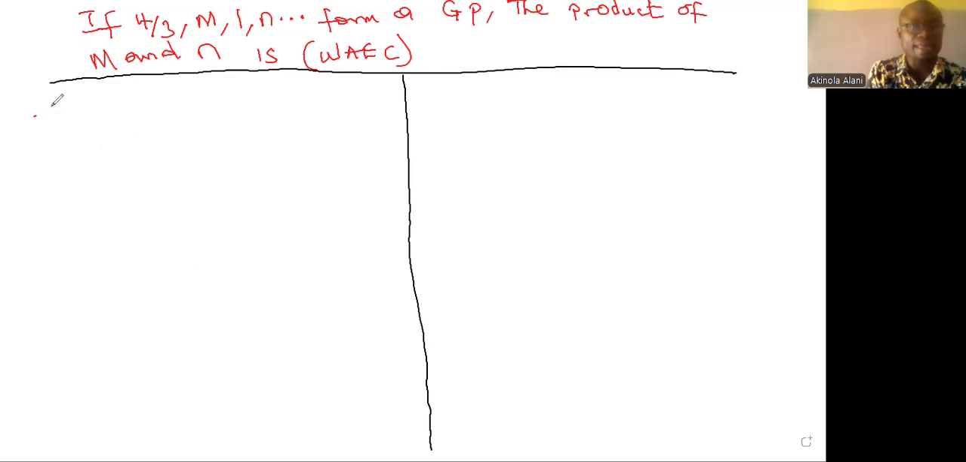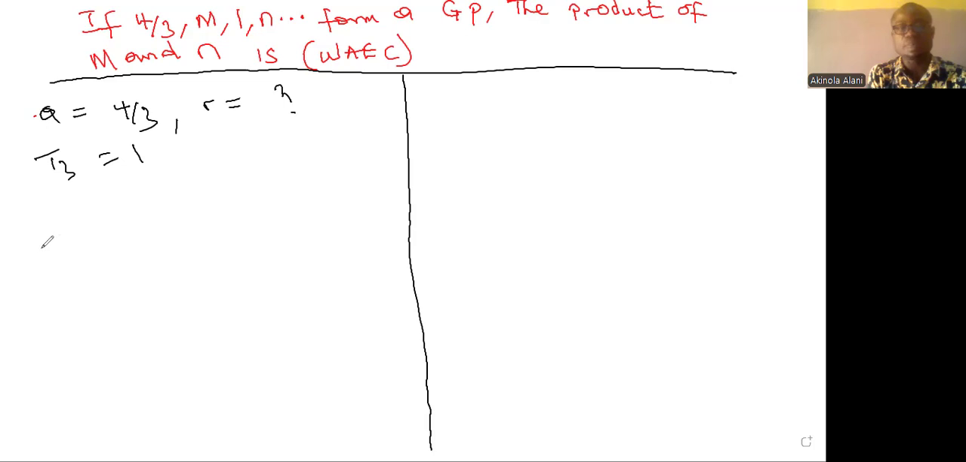Now from here, my a, which is my first term, is equals to 4 over 3. And since I'm working on GP, I need to find my R too, which is the common ratio. I don't know my R, the common ratio. I need to find that as well. If you look at this question very well, you see that 1 is the third term. So I can say T3 is equals to 1. Now, the third term of a GP is given by the formula AR raised to the power of 2. In that case, AR raised to the power of 2 is equals to 1.